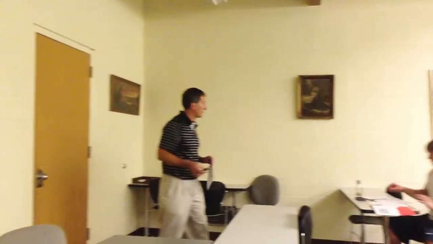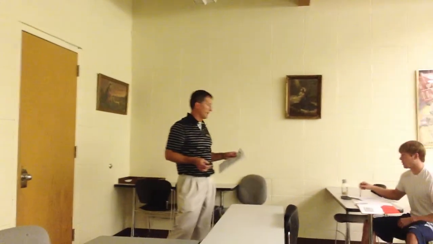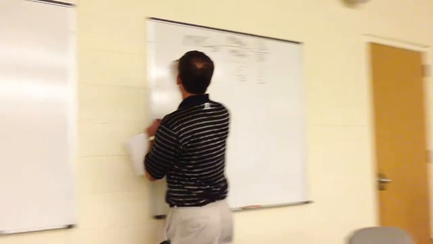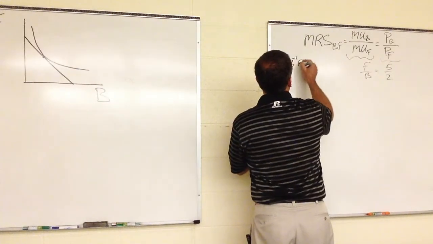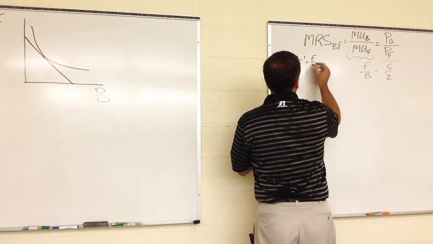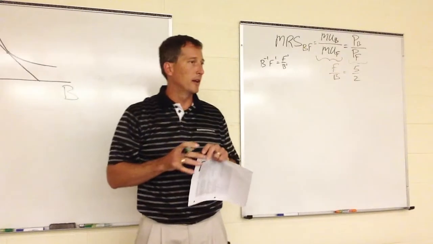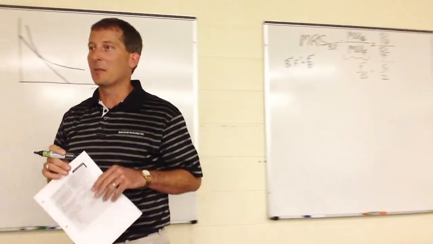It's because it's b to the -1 that the b goes to the bottom. Yeah, that b goes to the bottom. So yes, that's right. b to the -1 times f to the 1 equals f over b. That's where we got to dust the cobwebs off the math a little bit.